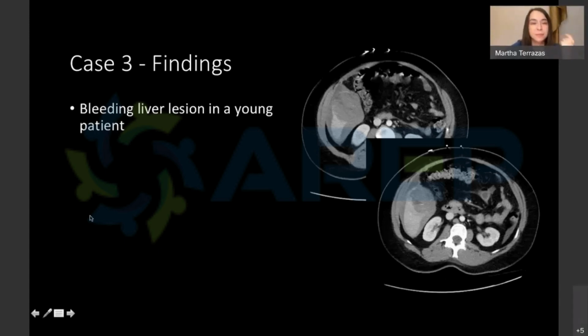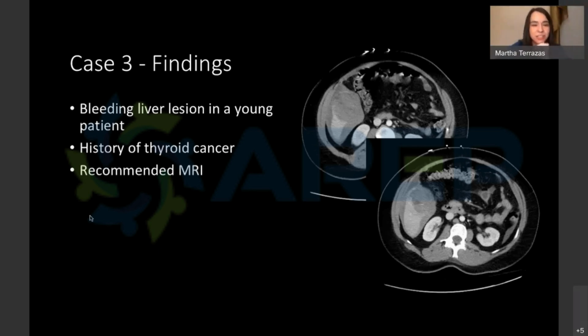So what are our findings? Bleeding liver lesion in a young patient. So anytime you see a young patient without cirrhosis, without chronic hepatitis B, you can think to yourself, can this be an adenoma? The problem here was she did have a history of thyroid cancer. So we wanted to proceed with caution here. So we recommended an MRI.